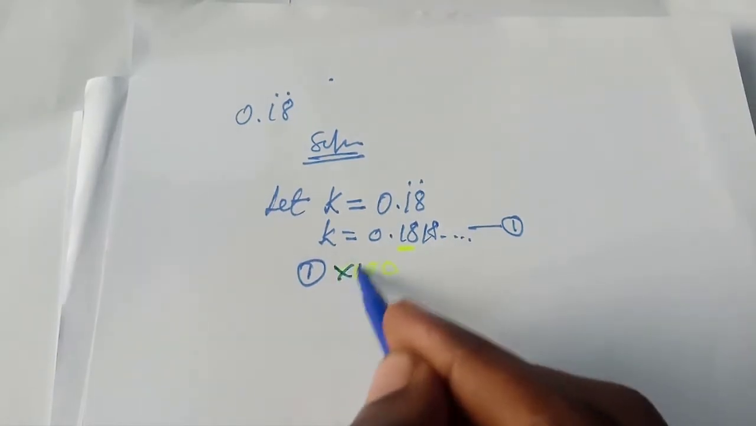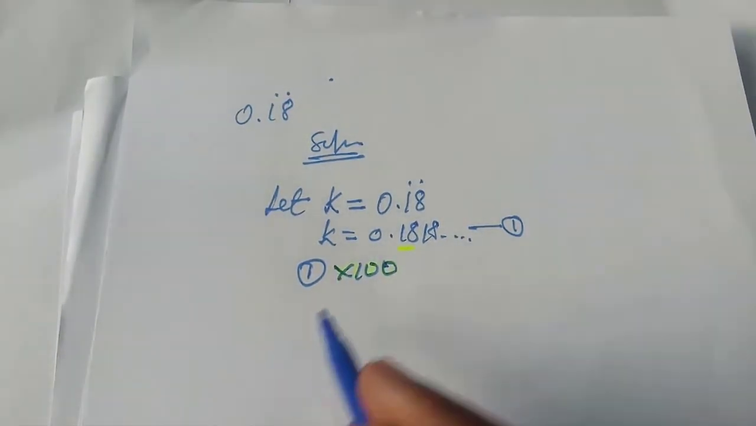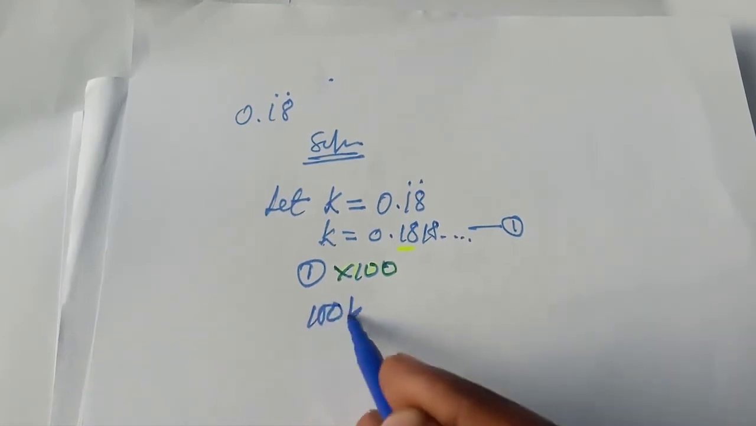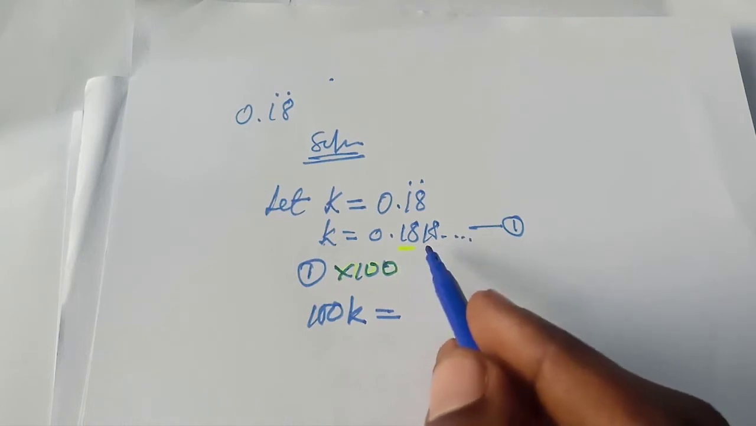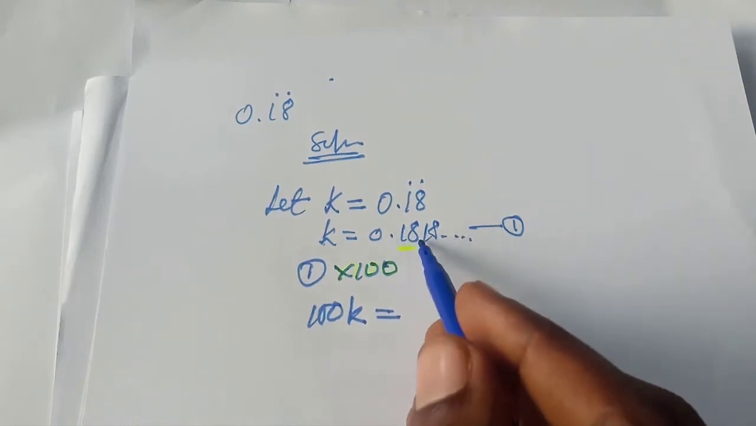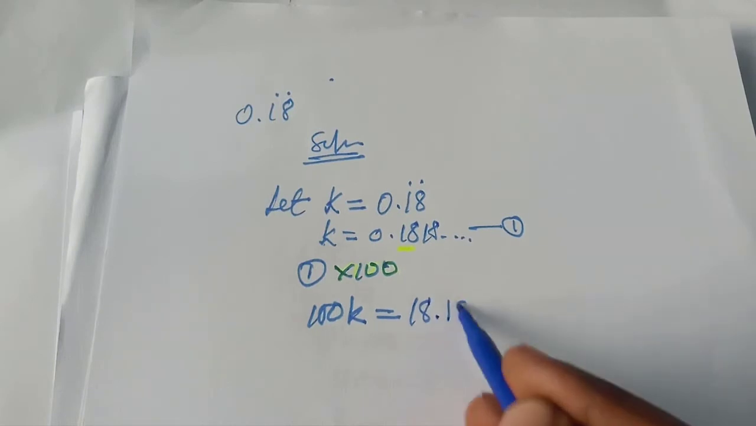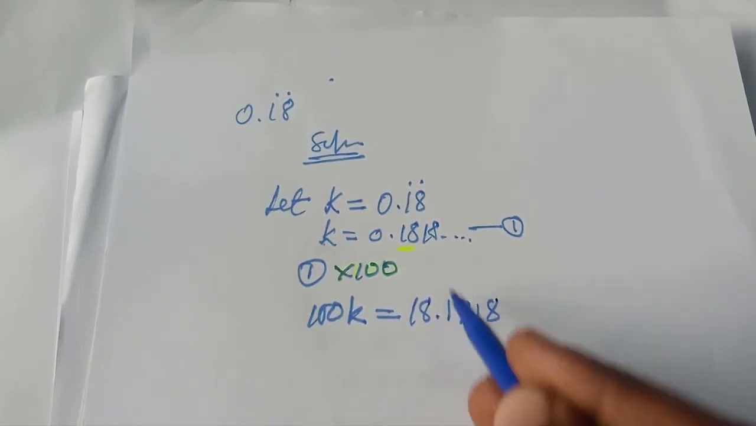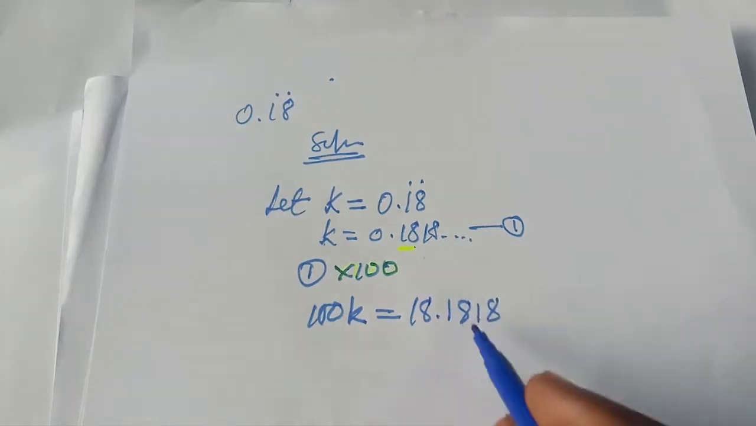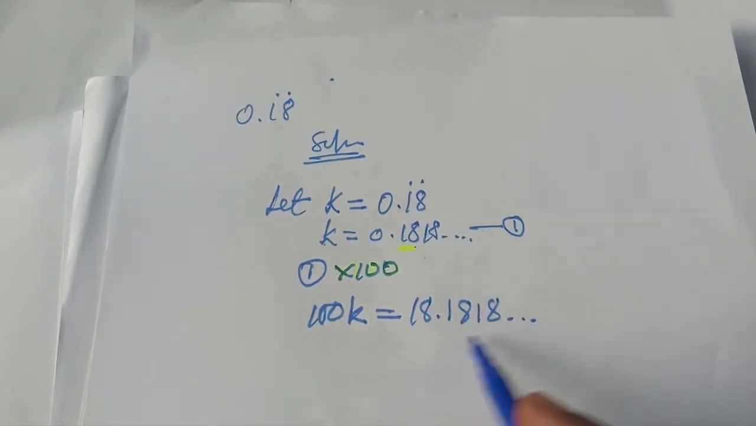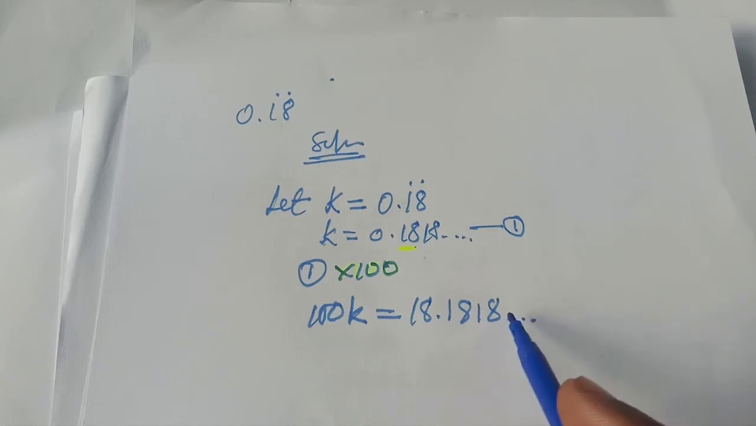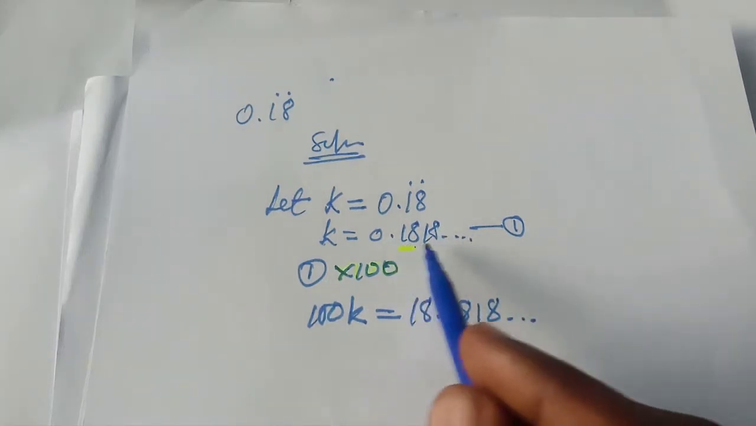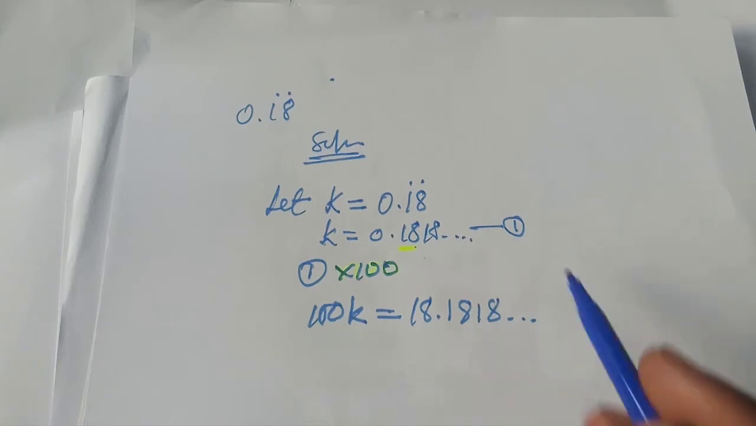Multiply by 100. All right, so k times 100 will give me what? 100k is equal to, when you multiply the right hand side by 100, the point is going to move 2 times forward. So you have 18.18 and then add 18 so that you have the same number of digits after the point. Good. Don't be confused as to where the second 18 is coming from, because the number does not end, it keeps repeating. So you can add as many as you can, but you want to keep only 4 digits, so you add 2 so that it becomes 4. And name this one what?